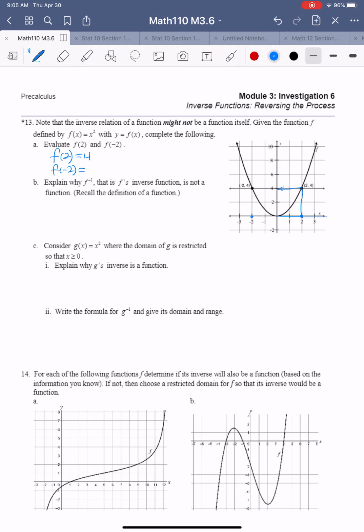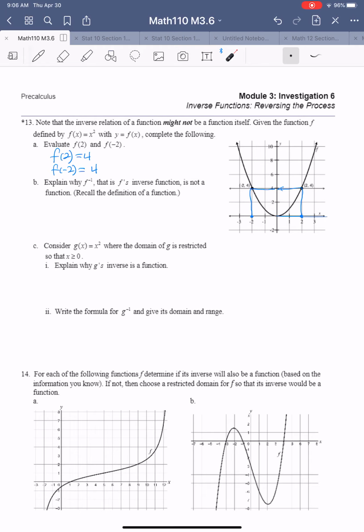And then f of negative 2, where x is now negative 2 right here, and then you go up to see that it's the same, 4. So it's okay, it's possible that you can get the same output from different x inputs. So explain why the inverse notation, that is f's inverse function, is not a function.